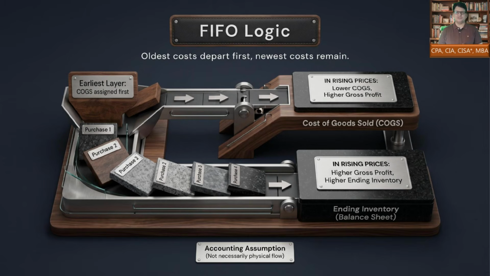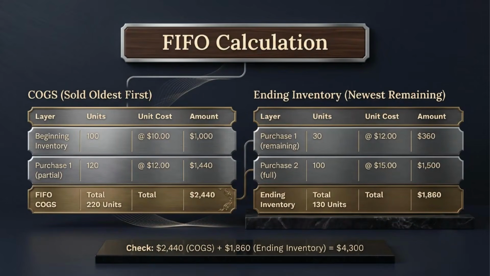In rising prices, this usually produces lower cost of goods sold, higher gross profit, and higher ending inventory because the newer and more expensive costs stay on the balance sheet. FIFO often resembles physical flow for perishables or dated products, but it is still an accounting assumption unless the company is using specific identification. Now let us apply FIFO to the shared data.